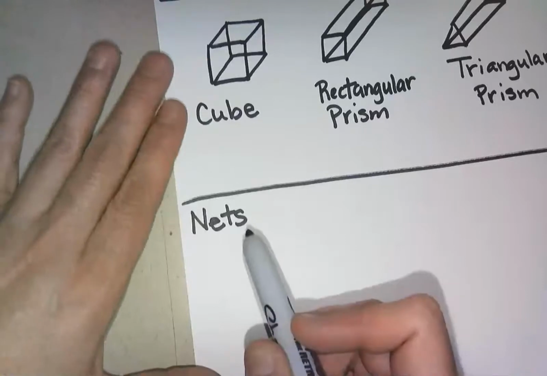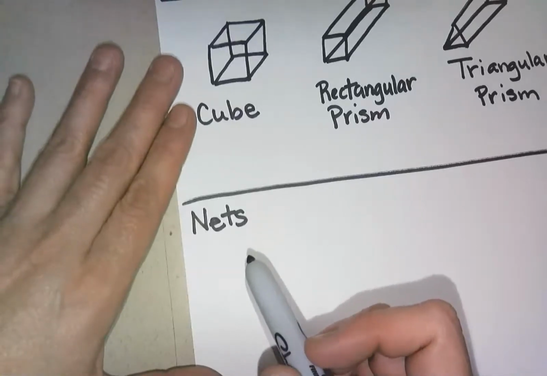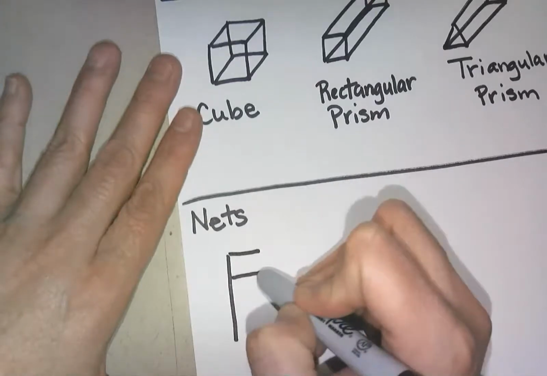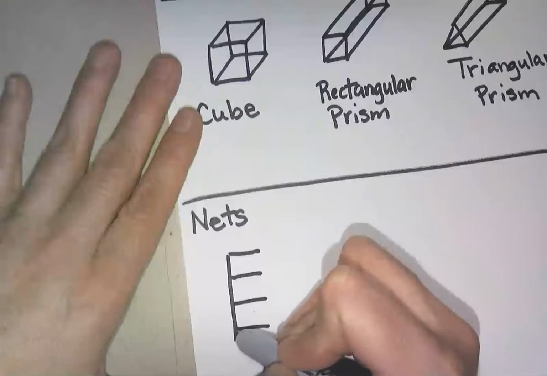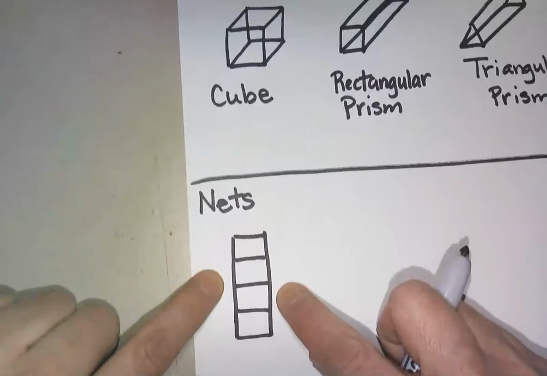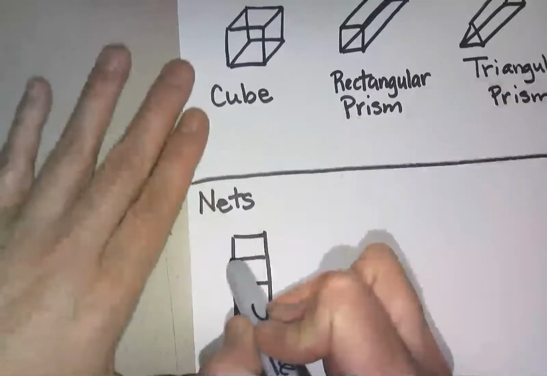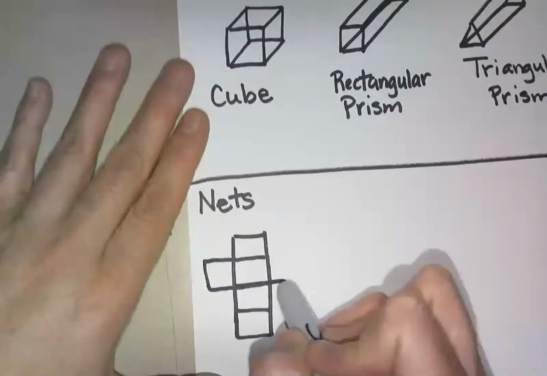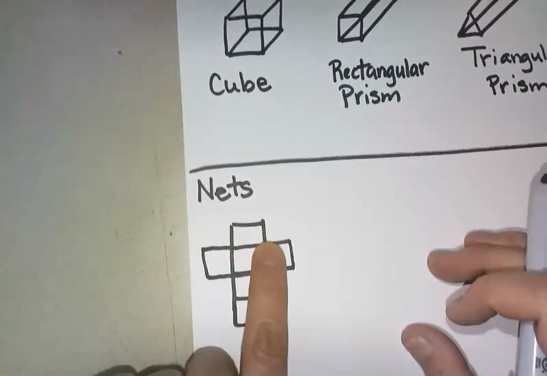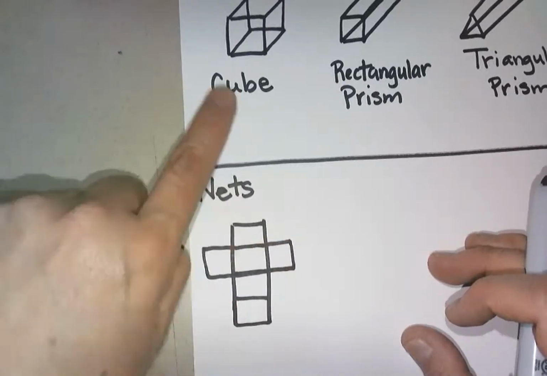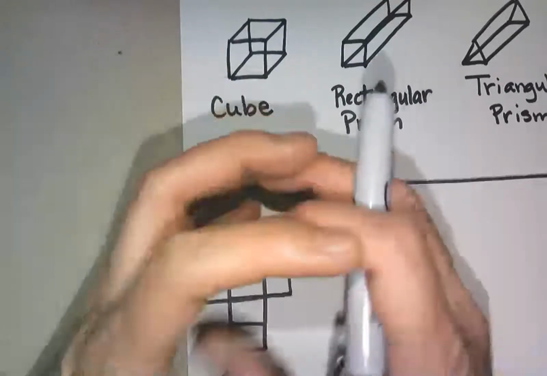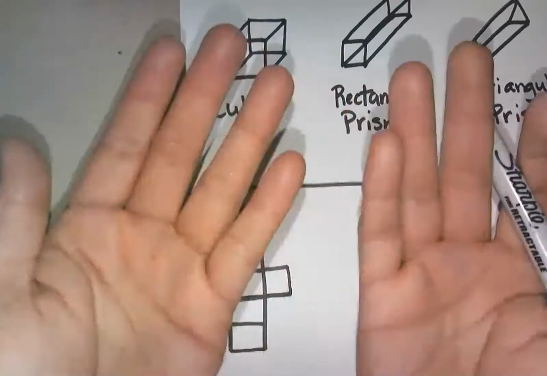So what you do here, and what I like to do is just watch what I do. I like to draw 1, 2, 3, 4 squares, and then I like to put another square here. Try to make them all look even. If you look at it, it looks like a cross. So this is my first net for my cube up here. So basically, if you have a cube and you take it apart and lay it flat, this is what it would look like.